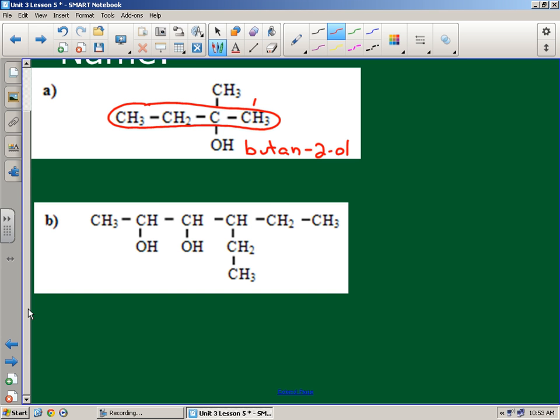And if I describe that, also on the second carbon here, I've got my 2-ol, and I also have a methyl on there. So I'll call this 2-methylbutane-2-ol.